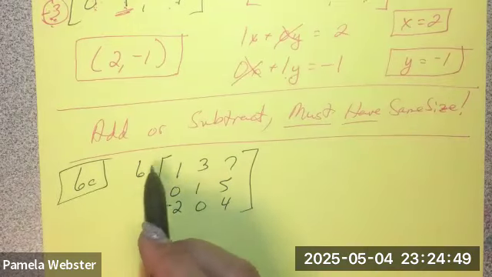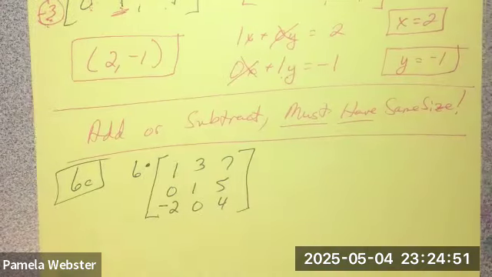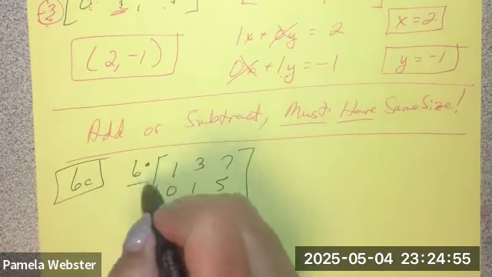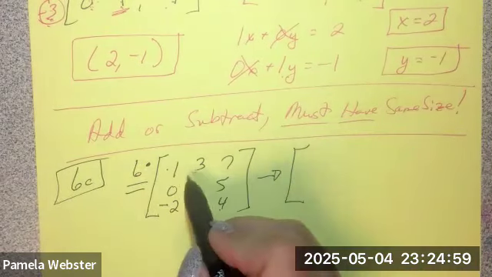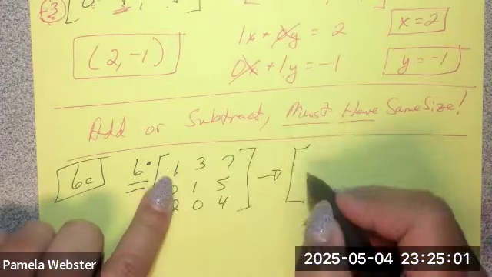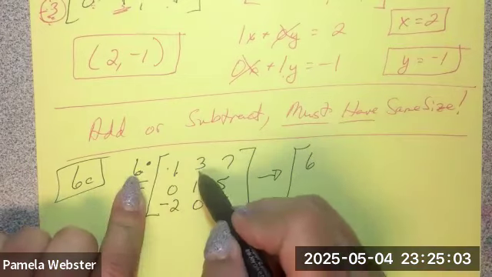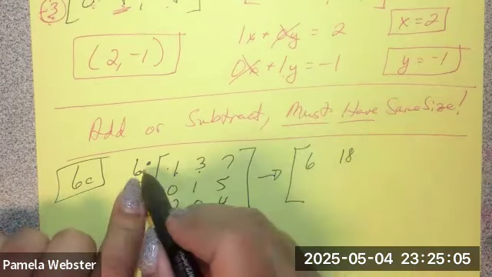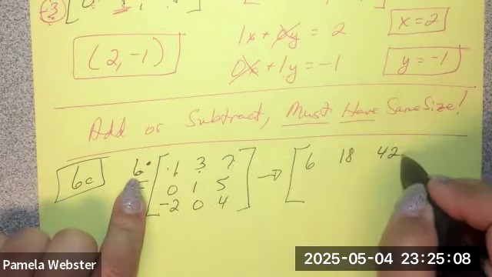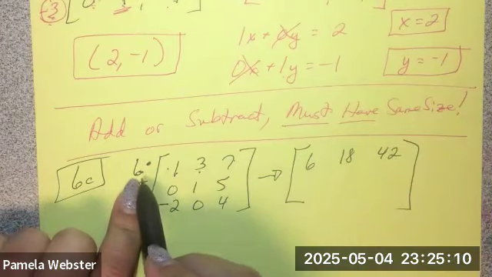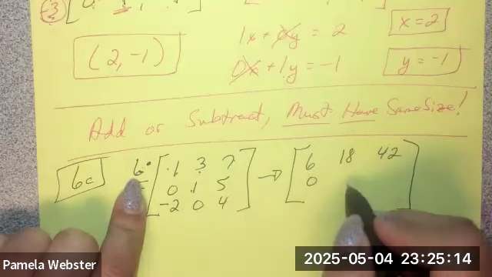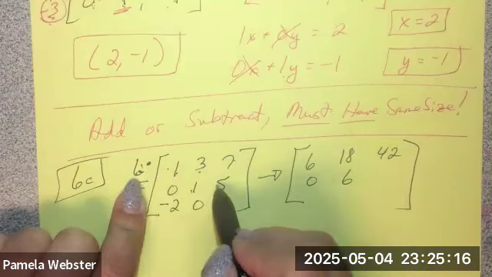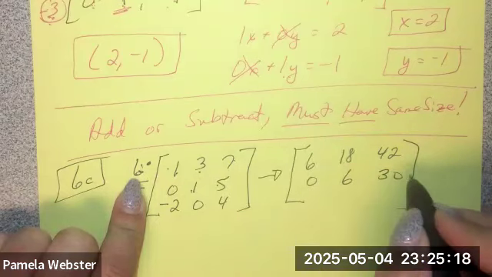Okay, multiplying, and it'll be a little times sign, right? Multiplying this 6 through, in this case, because this is just a constant, it means multiply each term, right? So 6 times 1 is a 6. 6 times 3 is an 18. 6 times 7 is a 42. Okay, keep going. 6 times 0 is 0. 6 times 1 is a 6. 6 times 5 is a 30.